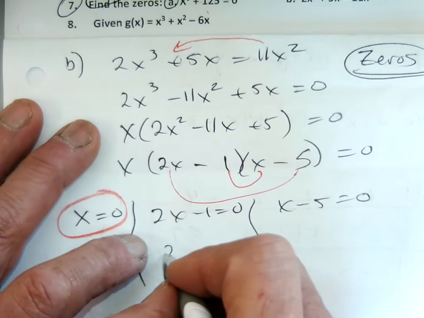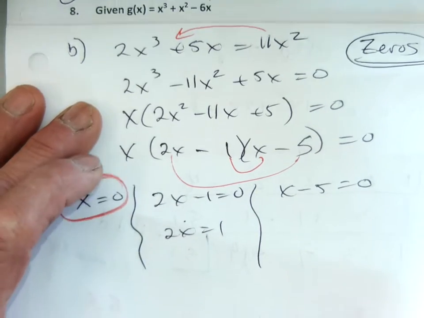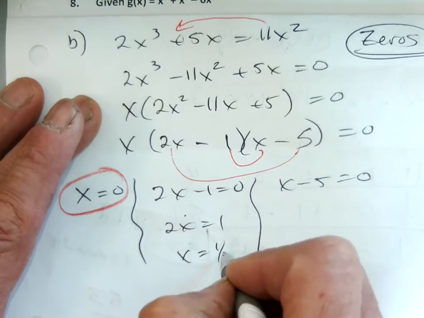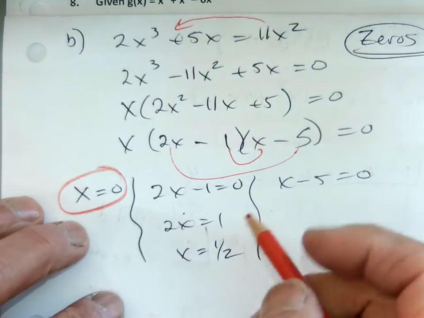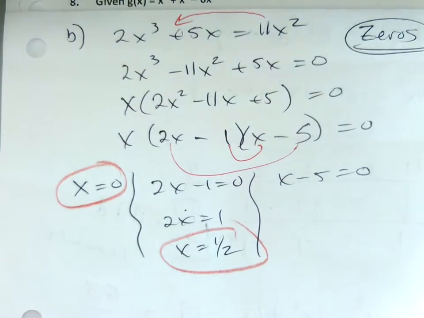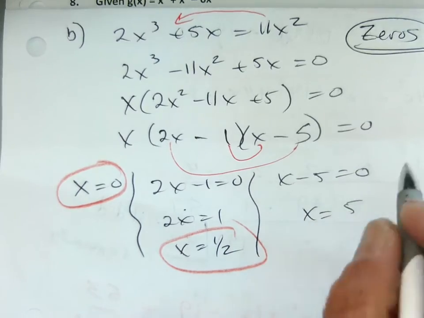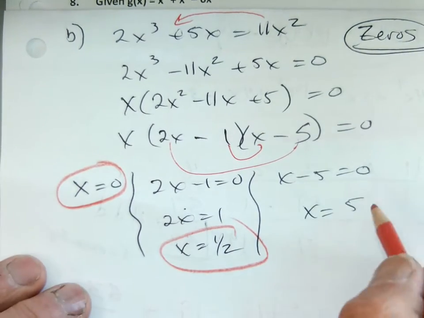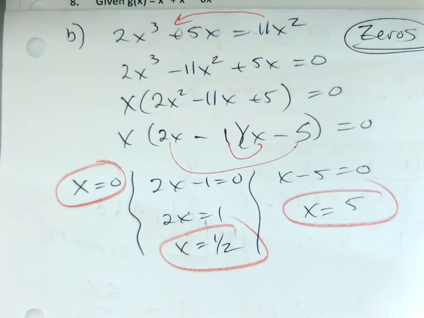Plus 1, 2x equals 1. Divide by 2, x equals 1/2. There's my second zero. Plus 5, x equals 5. And there's my third zero. And I'll let you get caught up. And then we'll do the next one, okay?